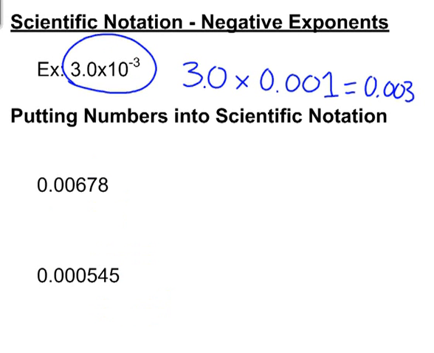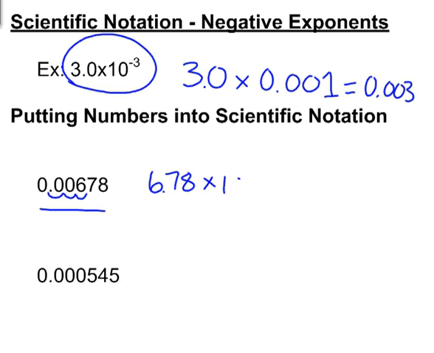We are going to practice putting some numbers into scientific notation. So our first number, 0.00678, is not in scientific notation. When we write scientific notation, we have to make sure we have only 1 digit in front of our decimal place, and that digit has to be 1 or larger. So we're going to move our decimal place 1, 2, 3 places over, so our coefficient becomes 6.78.